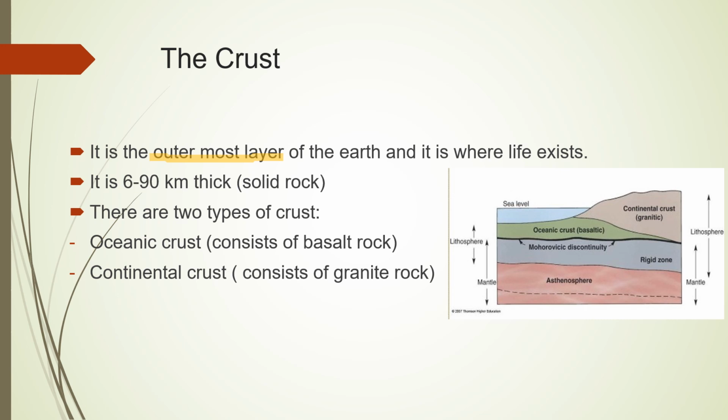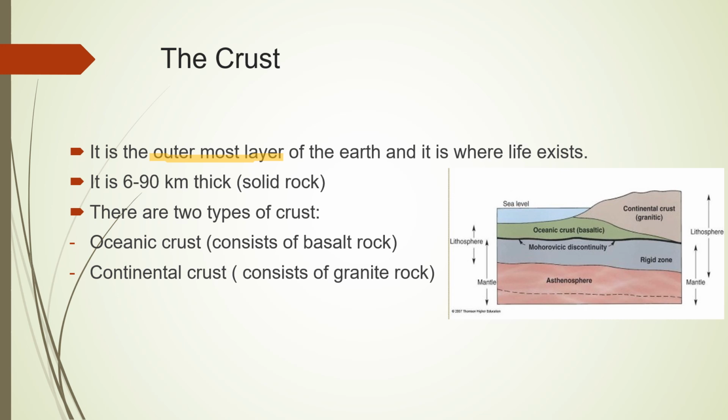The second one is that it is 6 to 90 kilometers thick, and it is a solid rock. It consists of a solid rock, meaning that as we are digging down beneath the earth's surface, we will go from 6 to 90 kilometers thick, and it is where the crust ends, at 90 kilometers.